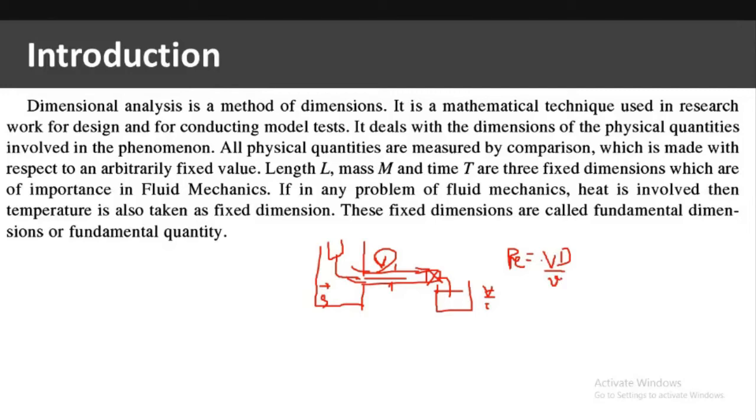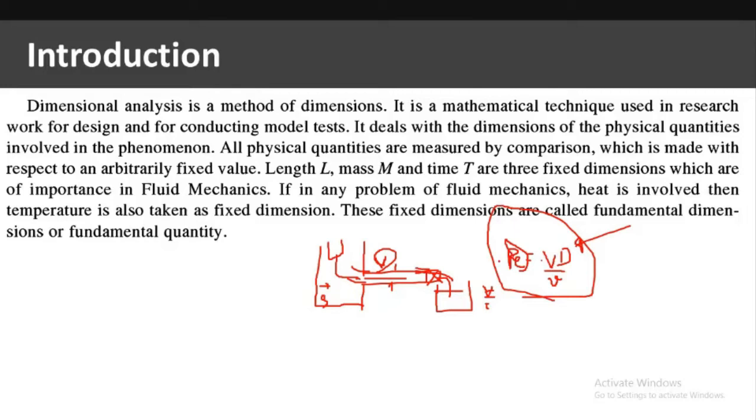और ये रेनॉल्ड नंबर I think आपने first practical में भी calculate किया है. So here in this experiment, whatever the result, whether the flow is laminar flow or turbulent flow, you are going to decide with the help of one dimensionless number, that is Reynolds number.